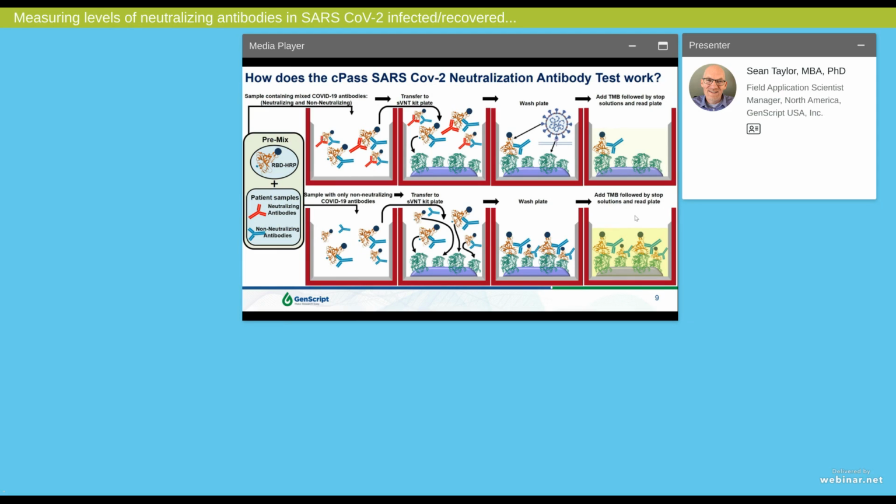So as we have fewer neutralizing antibodies, we generate a darker and darker yellow color. And as we have more neutralizing antibodies, the color is much lighter here. And this can be quantified.